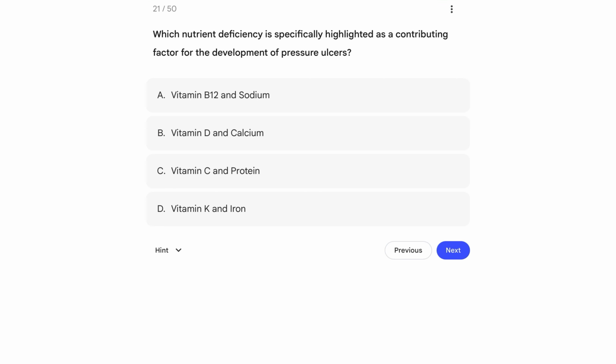First question, which nutrient deficiency is specifically highlighted as a contributing factor for development of pressure ulcer? So, what would be the answer? Option A, vitamin B12 and sodium. Option B, vitamin D and calcium. Option C, vitamin C and protein. Option D, vitamin K and iron.